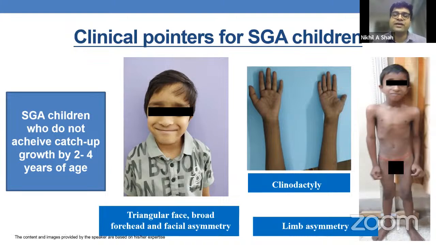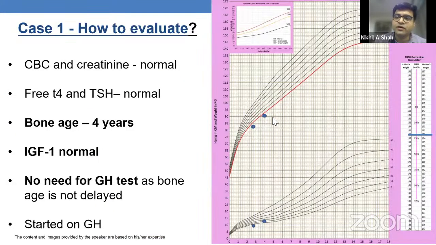And this is very useful where the birth weight is not known. So where you have a triangular face with failure to catch up growth, broad forehead, facial asymmetry, clinodactyly or limb asymmetry, we should suspect an SGA child who has failed to catch up. Now coming back to our case, at 4 years, the height has not caught up, but the weight has caught up. So the child is definitely short, height is below the 3rd percentile and short for the MPH target range.